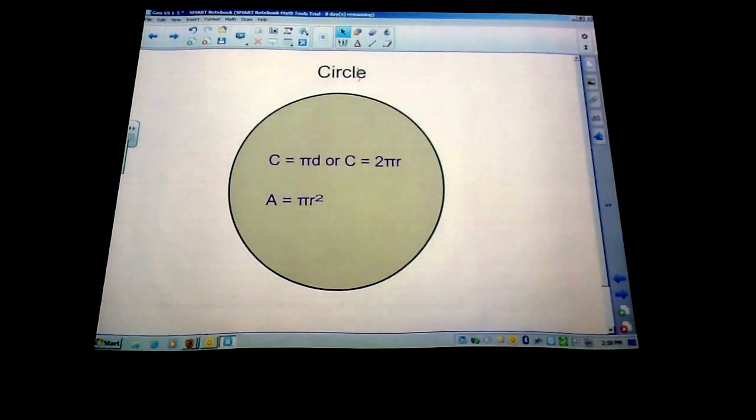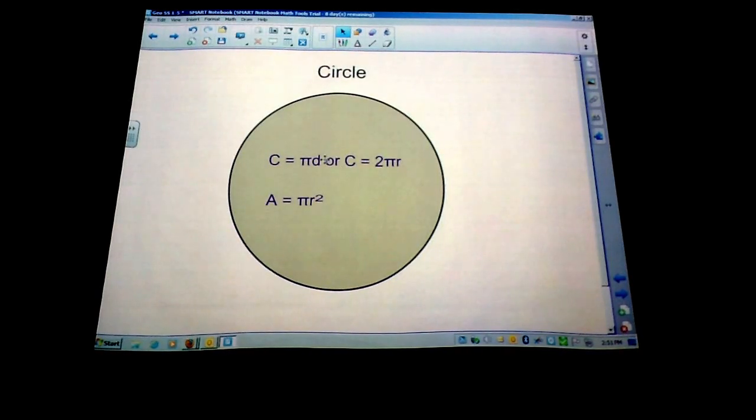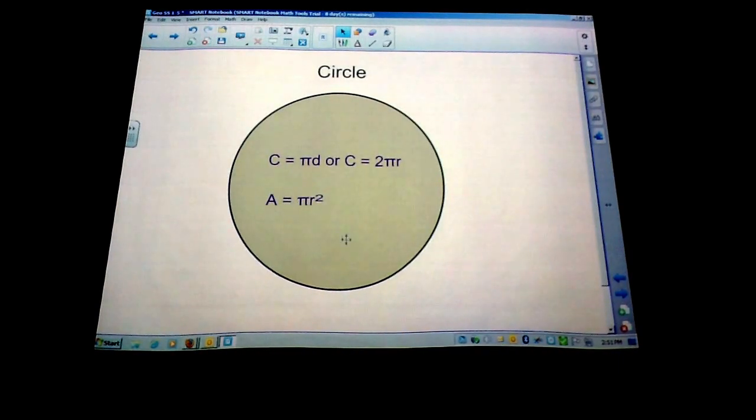A few formulas for your circles. Circumference is equal to pi times diameter, or circumference is 2 pi r. If I multiply 2 times the radius, that would be the diameter. So these two formulas are the same. The area of a circle is pi r squared.